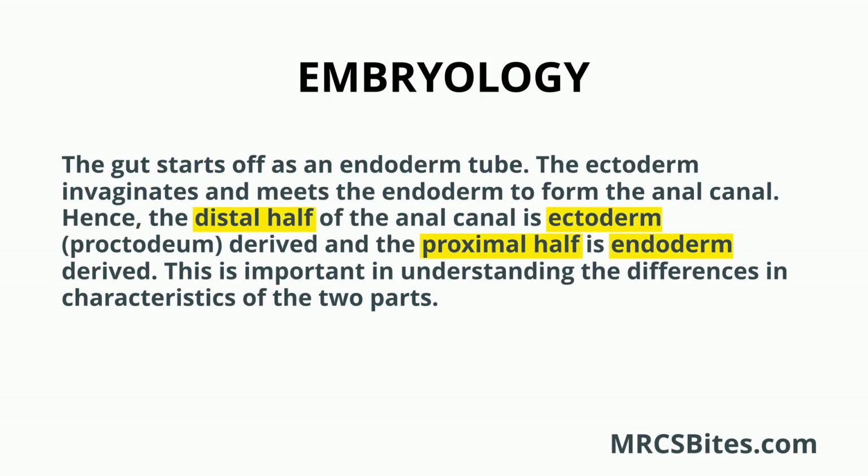Embryology. The gut starts off as an endoderm tube. The ectoderm invaginates and meets the endoderm to form the anal canal. Hence, the distal half of the anal canal is ectoderm, proctoderm, derived, and the proximal half is endoderm derived. This is important in understanding the differences in characteristics of the two parts.